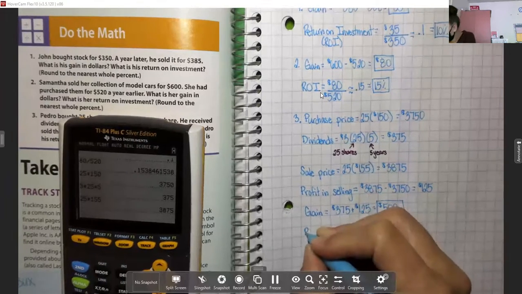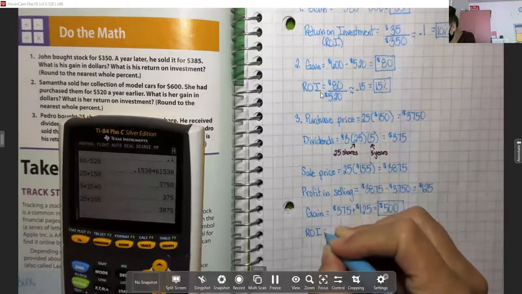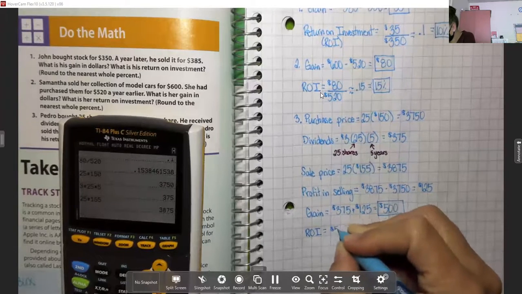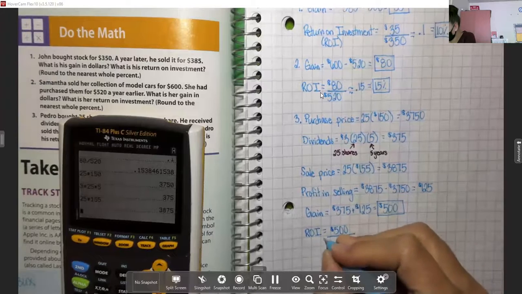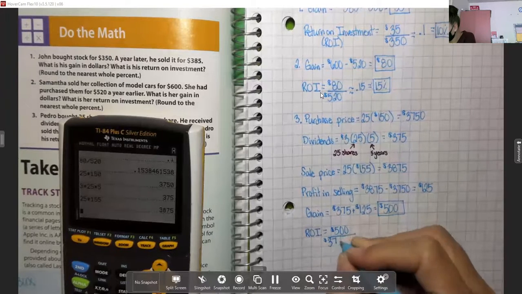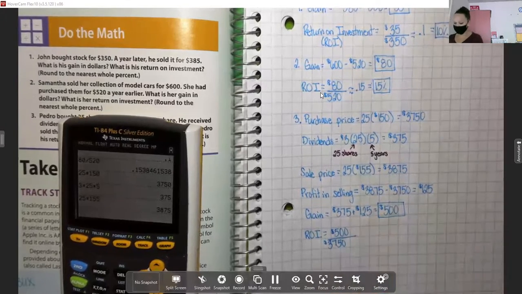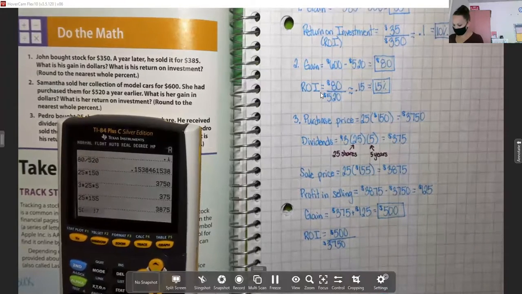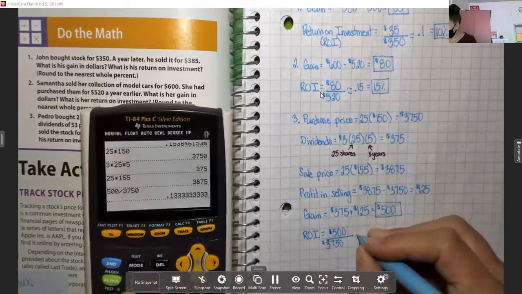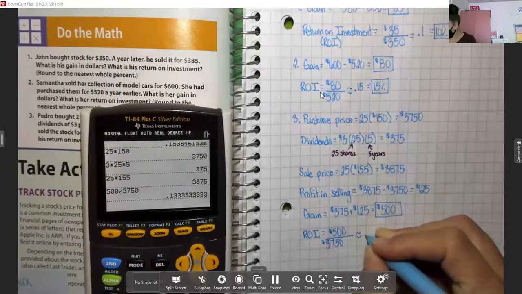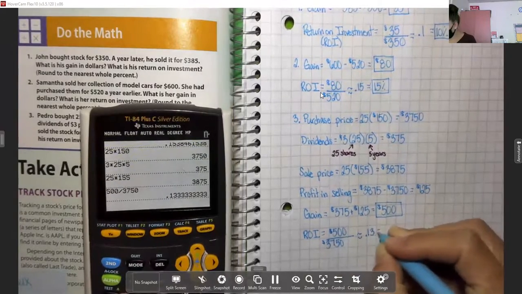And then his return on investment, then his profit $500 divided by how much money he spent. $3,750. About 0.13 or 13%.